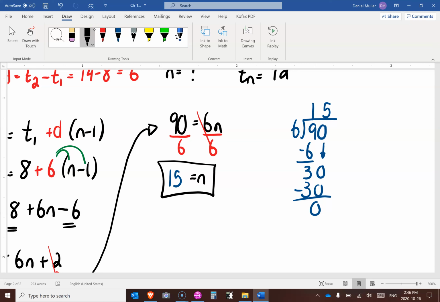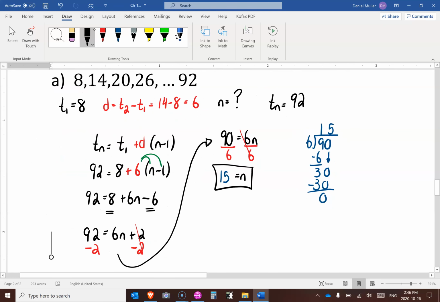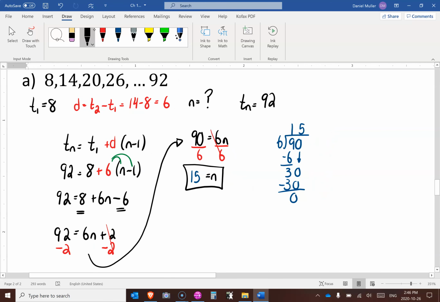So how many terms are there? Well, there's 15 terms. So we don't need this, but T15 is 92. The 15th term is 92, but we already knew it was 92. We just didn't know which term number it was. In this case, we have now found that out, and it's 15. So I'll just zoom out there if you need to copy anything down, and we can start on the second question.